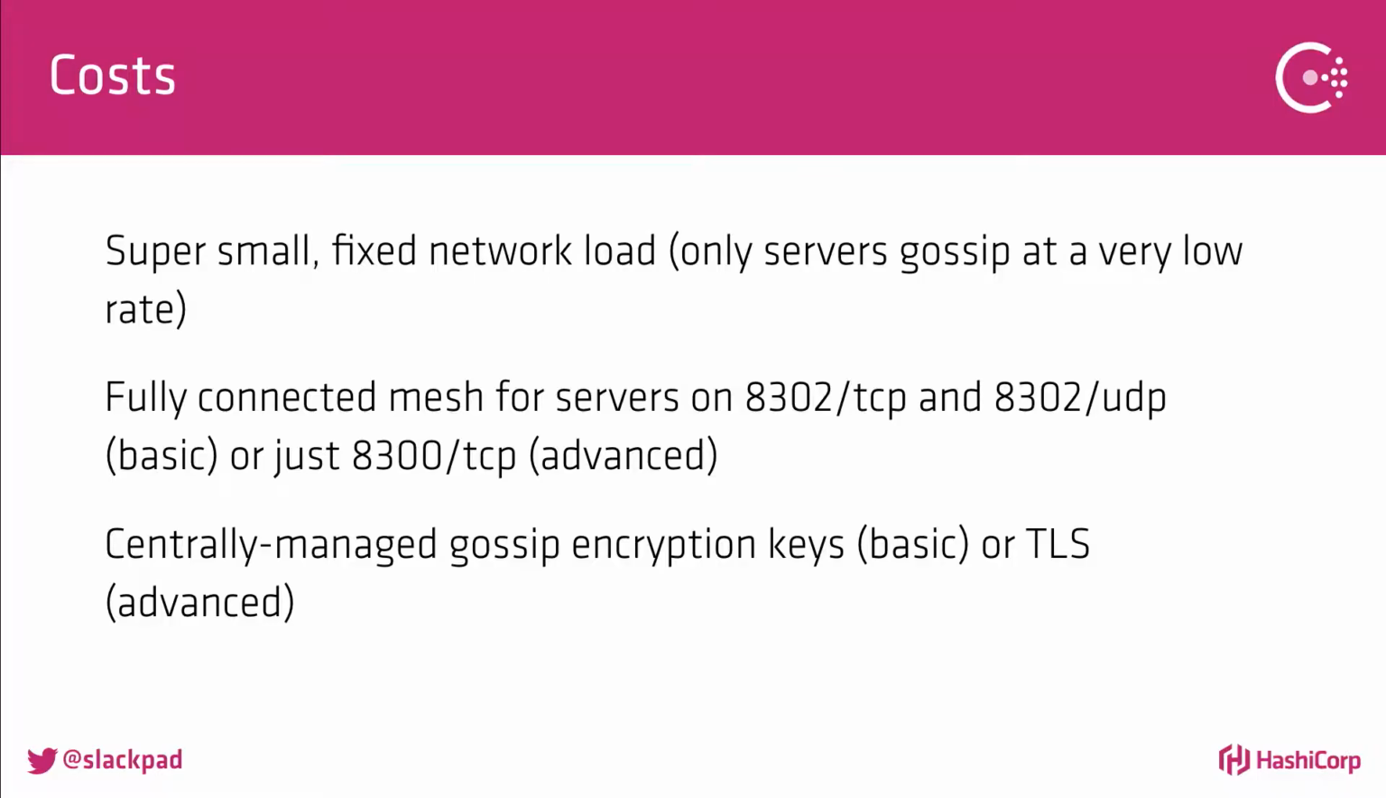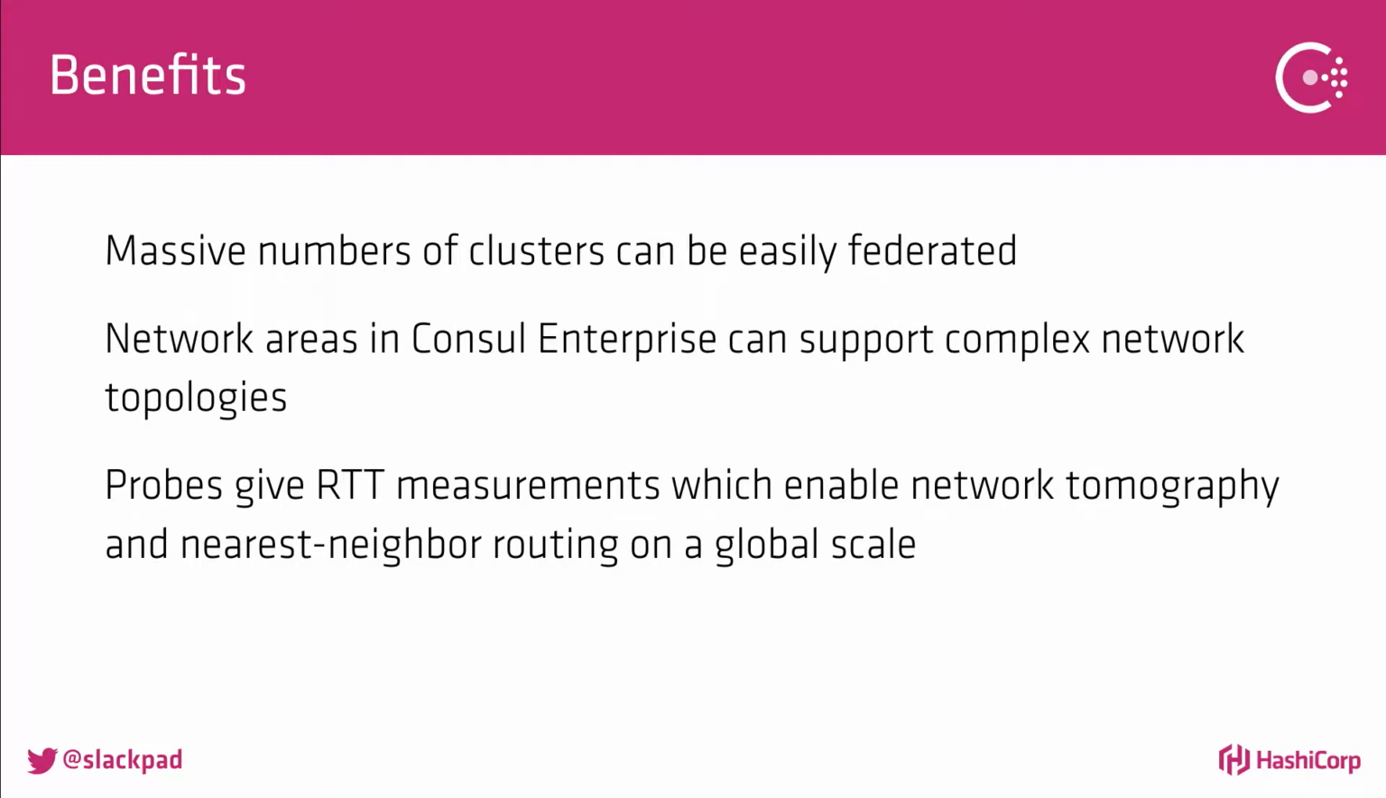So costs, like we said for gossip, it's a super small fixed network load, even lower because it's just the servers. For the WAN option, you do need the fully connected mesh. If you're using network areas, it's all just one port and one protocol. For the WAN, you have to manage gossip keys. For network areas, you can just use TLS to secure everything. But with massive numbers of clusters, you can federate them. You can do whatever topology you want. And we get the same network topography round trip time measurements.